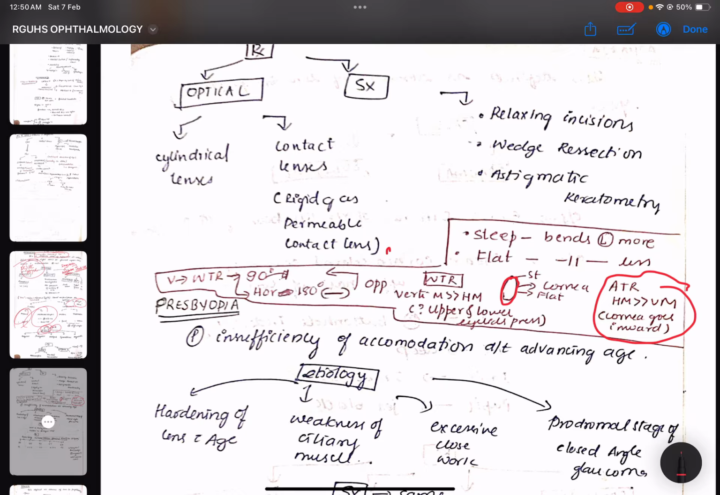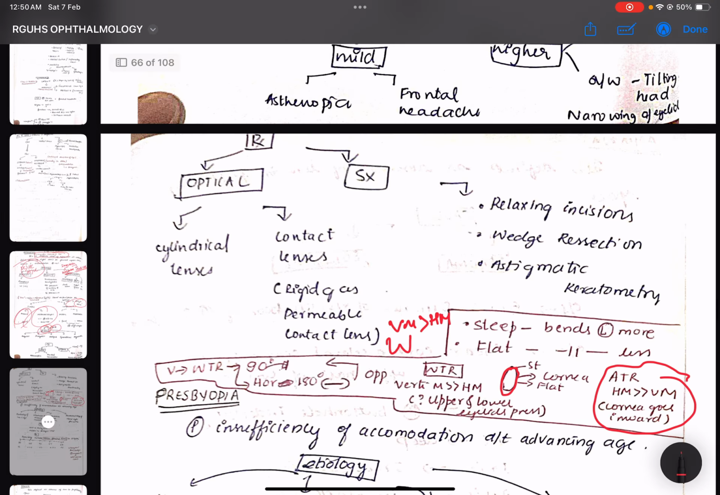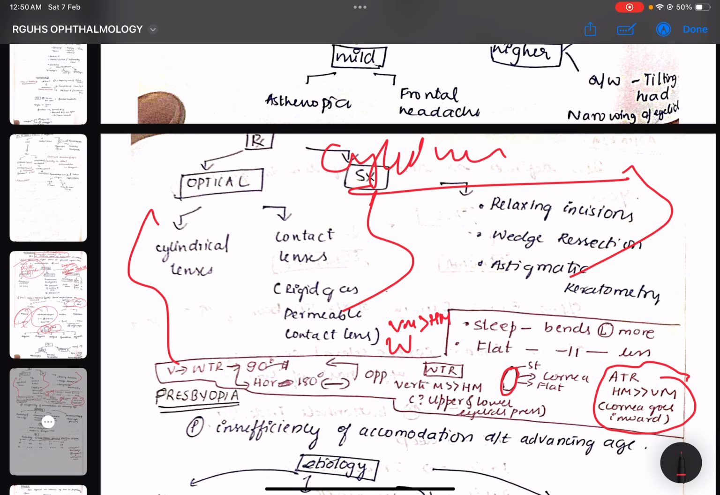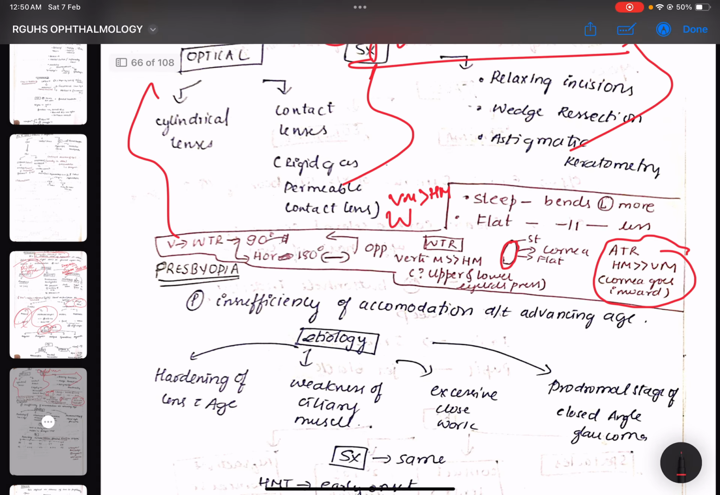If you have to write, then the first thing is you have to write W. So if the vertical meridian is more than the horizontal meridian, that means it's getting upward and the lower eyelid is getting pressed, then it's with the rule astigmatism. Please remember that. Okay. So based on that also, again, these are the things. Again, what do you do? Cylindrical lens. So many things I'm sure you can explain. This is the concept. So based on that, you can do.